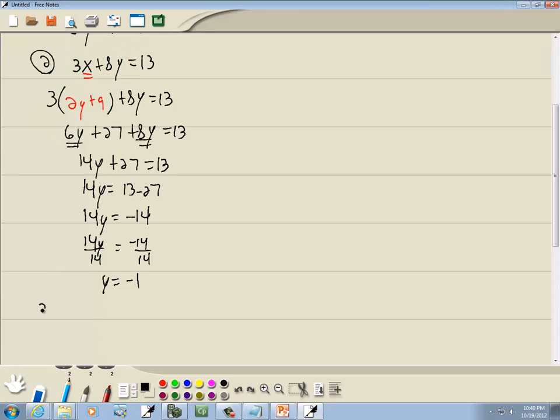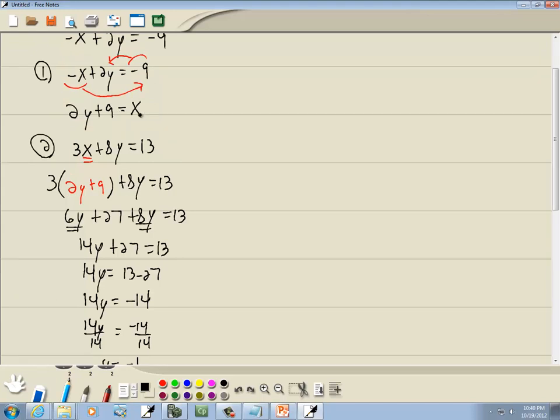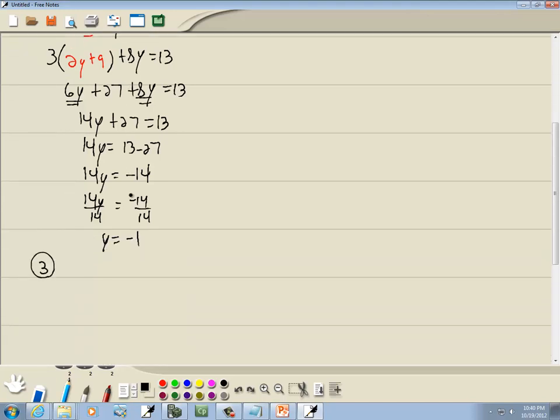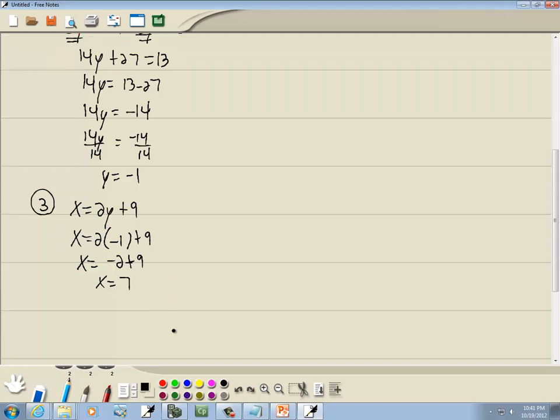Now step 3. Plug this into the equation from step 1. See, step 1 we said x is equal to 2y plus 9. So x is equal to 2y plus 9. Now the beauty of choosing the equation from step 1 is it's already solved for the other variable. So we'll put negative 1 in for y. So we've got x is equal to 2 times negative 1 plus 9, which is negative 2 plus 9, which gives us 7. So our answer will be 7, negative 1.